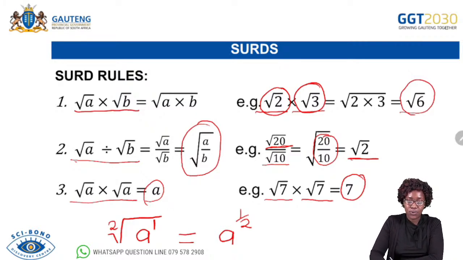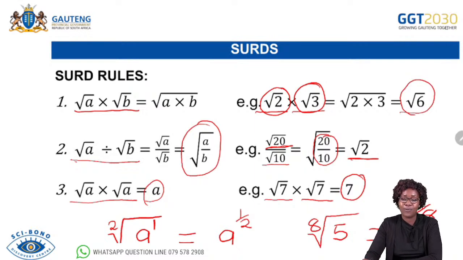So when I'm trying to simplify this or change the form in which I have written the square root of a, I take the base, which is the a, and then I raise this to the power of the exponent of the a under the radical divided by the number in front of the radical. In our case, it's a square root, so it will be divided by 2. If I had the cube root or the 8th root, let's use the 8th root, say for instance of 5, this will change to 5 raised to the power of 1 over 8.